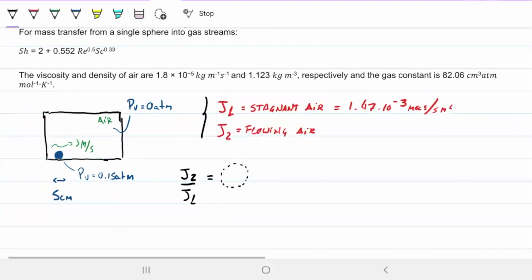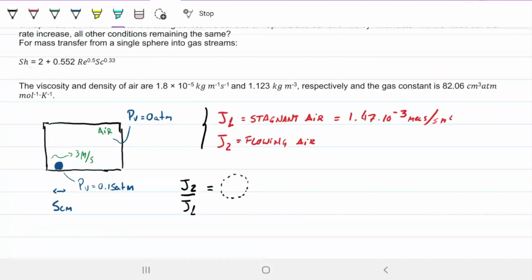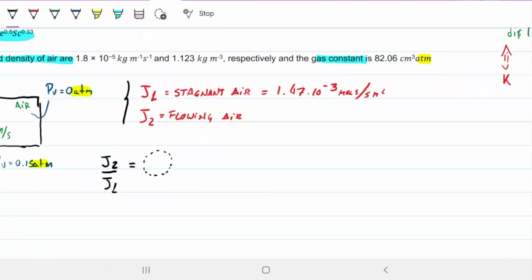So what else are we given? We're given a correlation for Sherwood, which is great, and the viscosity and density of air, and also the gas constant, 82.06 centimeters cubed atmospheres per mole Kelvin. Note that this is convenient, because it gives us atmospheres, and we also have atmospheres for the pressure. What is not convenient is the centimeters cubed. So before doing any math on solving this problem, I'll convert that R there.